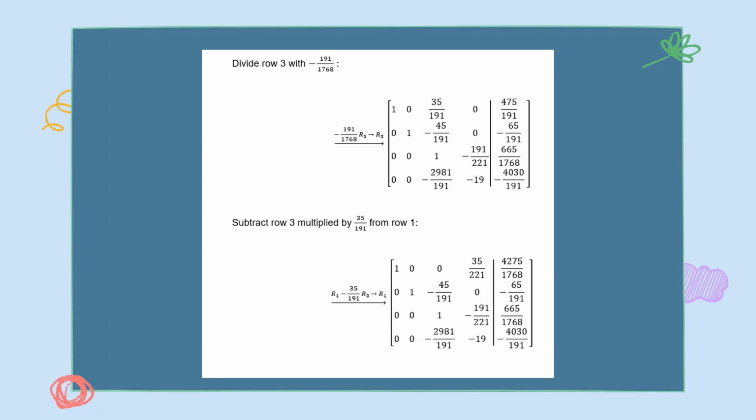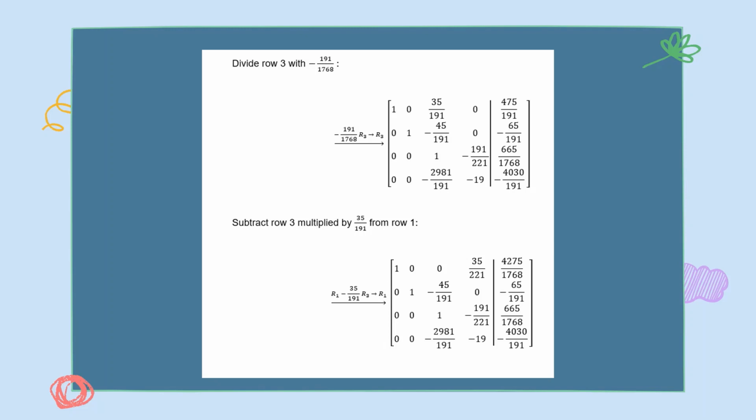Now our new entries for row 3 are 0, 0, 1, -191 over 221, and 665 over 1768. We have to make sure that all the entries in the column of leading 1 are 0 except for leading 1. Okay, let's look at row 1 first. We need to make sure that the column 3 in row 1 is 0.